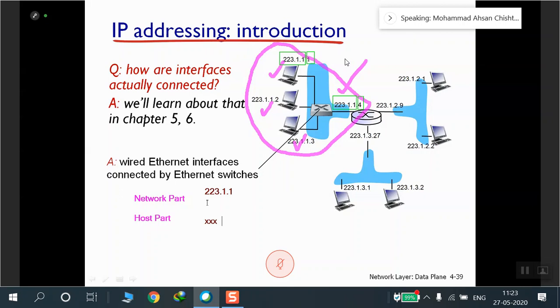This is 8 bits, the host part, and 24 bits is the network part. This 8-bit part is also known as the interface part of the address. Is this part clear? Everybody got it?